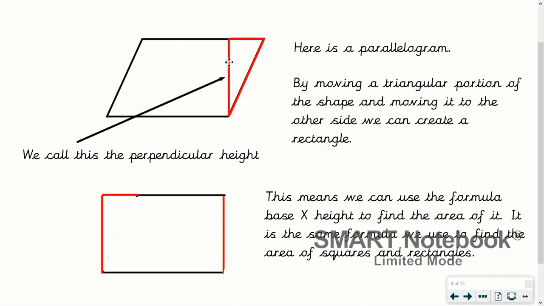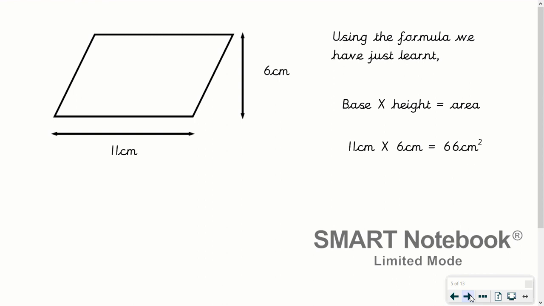It might not look like a rectangle exactly, but we can still use base times height exactly the same to find area. And you were all wonderful at that, so I think you'll be fine today. So here is a parallelogram. I've got a perpendicular height shown here of 6 centimeters, and I've got a base of 11 centimeters. Base times height equals area. 6 times 11 equals 66 centimeters squared.